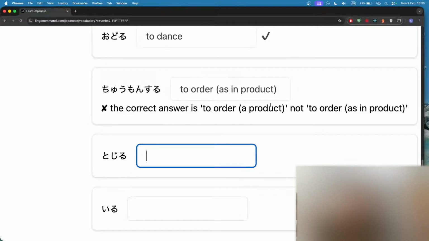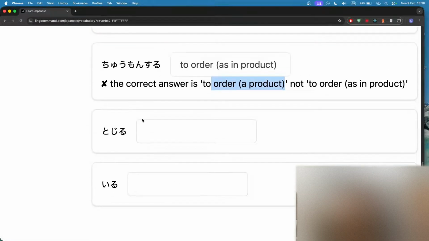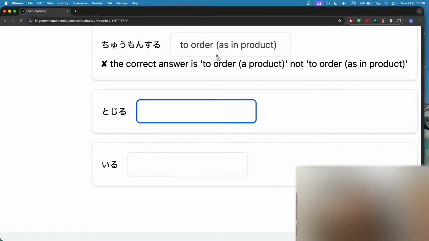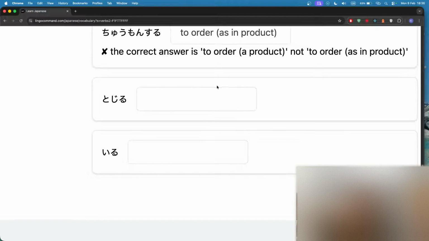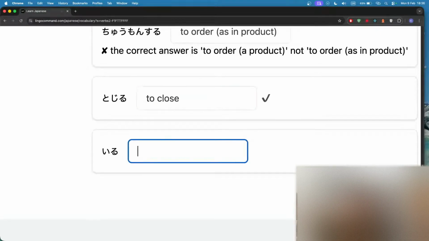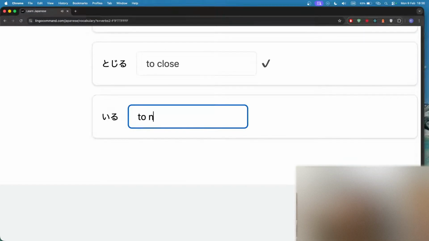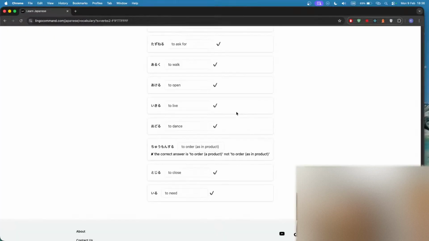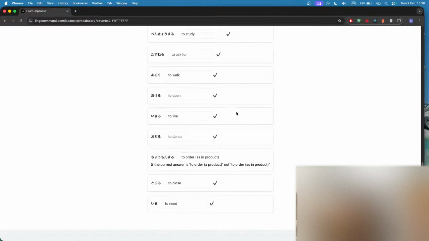This is frustrating because the code is kind of accepting certain strings. So if you write it in a different structure, it considers it incorrect. But for all intents and purposes, that was correct. Hojiru is to close. Iru is to need. Okay, that was pretty good. A 96% average, and that last one was a bit of a silly thing here.